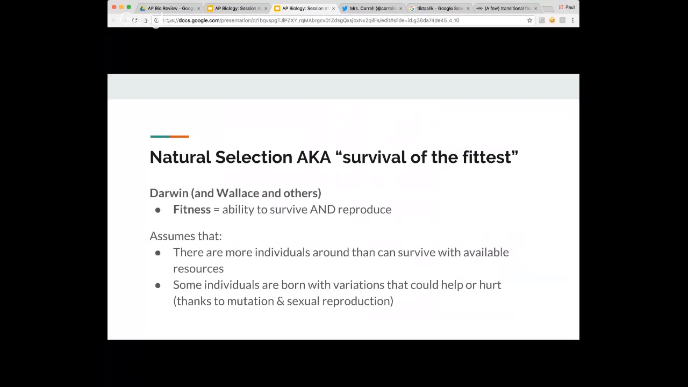And it also assumes that some individuals will be born with variations that could help or hurt their survival. So that's going to be things like random mutation, especially in asexually reproducing organisms. In sexual reproduction, that's going to be meiosis, independent assortment, whatever you have. So the mixing of the chromosomes is going to give brand new combinations, which could lead to brand new adaptations that could help an organism survive and reproduce, attract mates, and things like that.